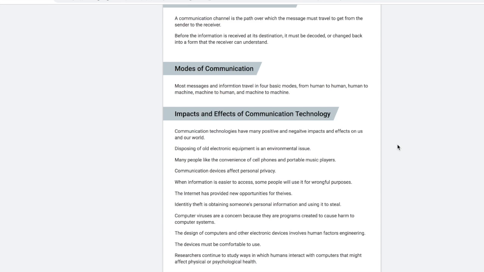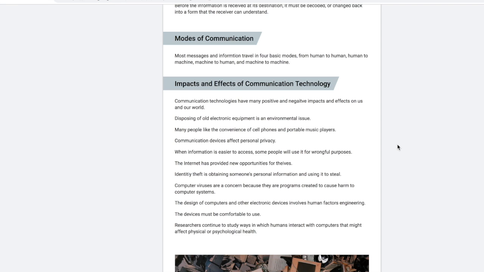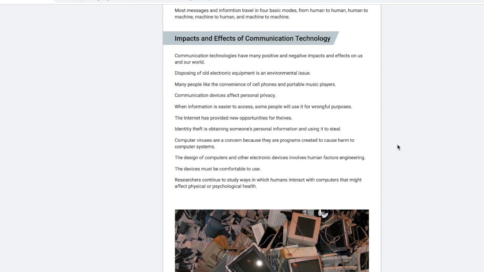Modes of communication. Most messages and information travel in 4 basic modes: from human to human, human to machine, machine to human, and machine to machine.